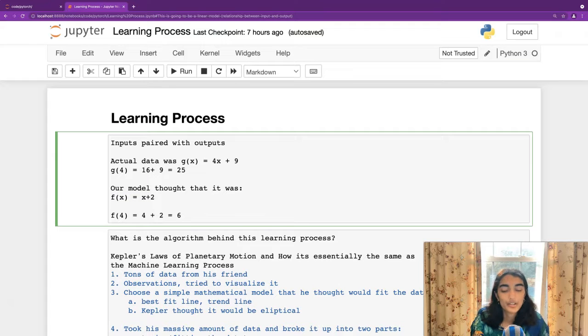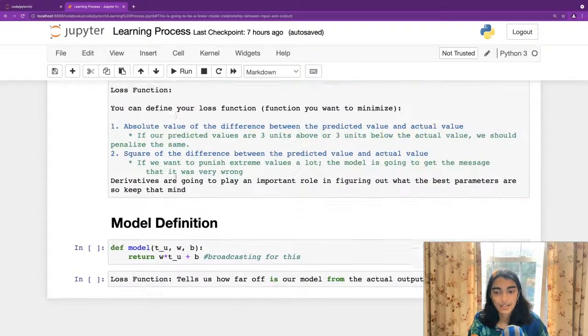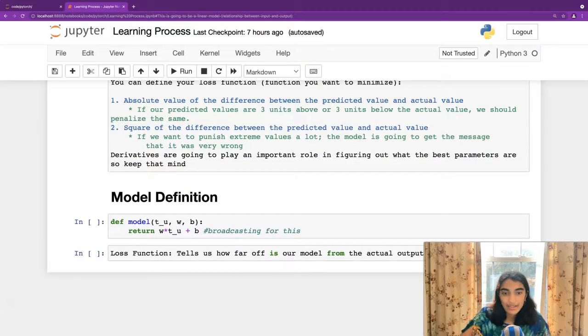How is it going to know that it's wrong? Well, it's going to check the difference between the 25 that it should be and the 6 that it got. So the 6 is the predicted value, and 25 is the actual value. The difference between them, either using absolute value or squaring it, could give you the value of the loss function, which we are trying to minimize, like I said.